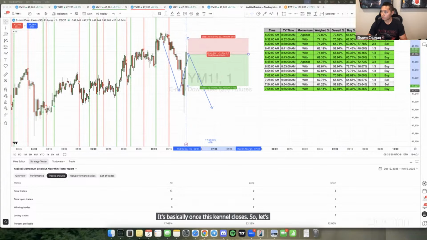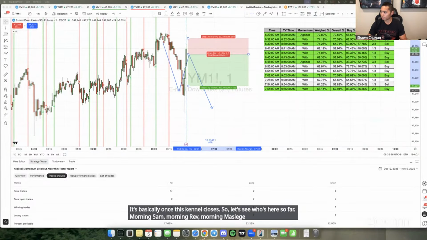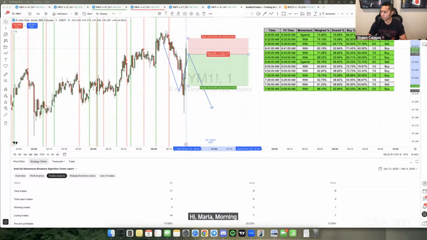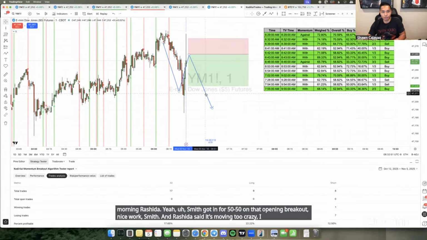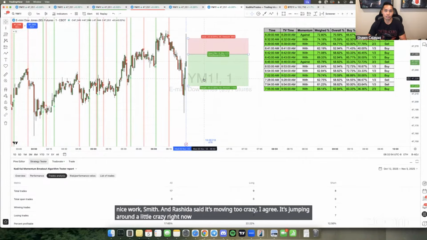So let's see who's here so far. Morning Sam, morning Rev, morning Masij, morning Karen, morning Maria, morning Daniel, morning Lila, morning Barack, morning Smith, morning Rashida. Yeah, Smith got in for 50-50 on that opening breakout. Nice work, Smith. And Rashida said it's moving too crazy. I agree. It's jumping around a little crazy right now, very choppy. So I'm not really messing with it.